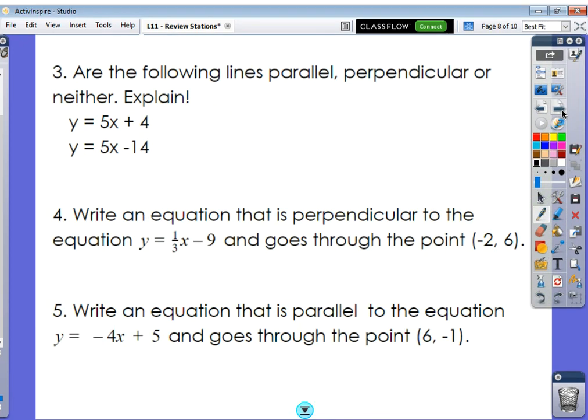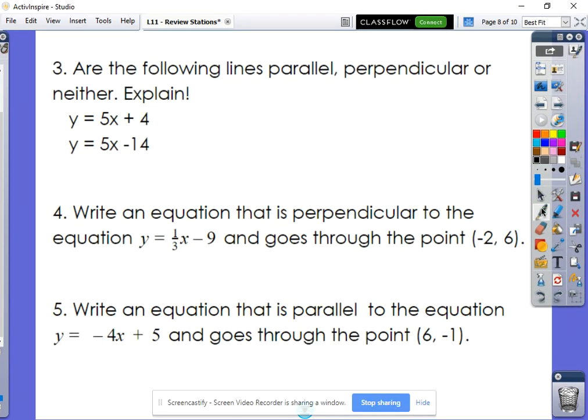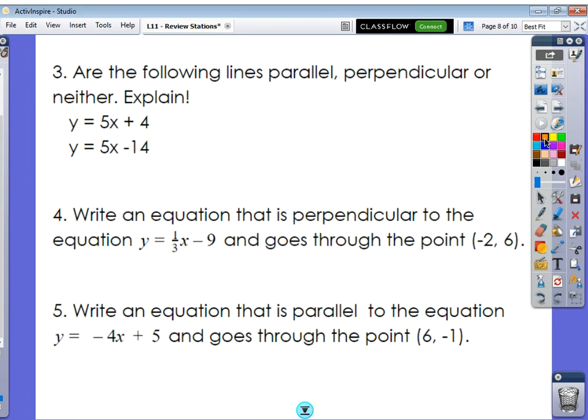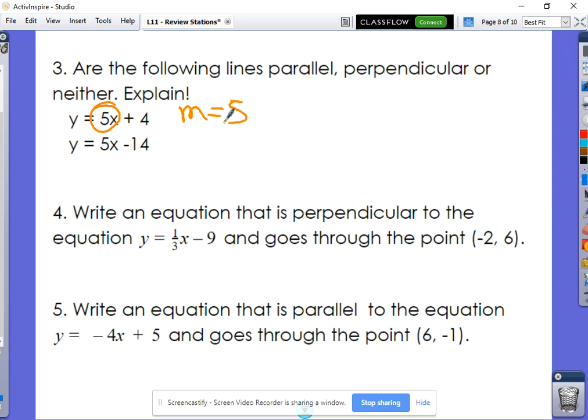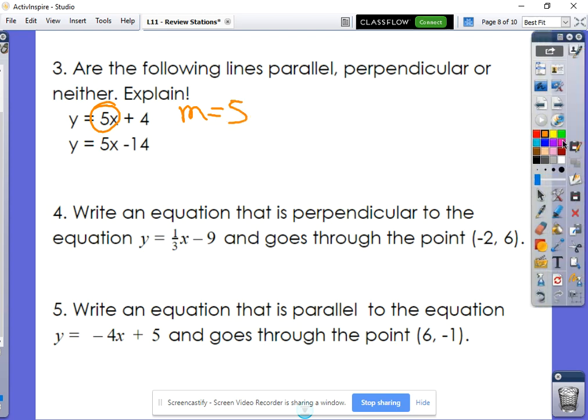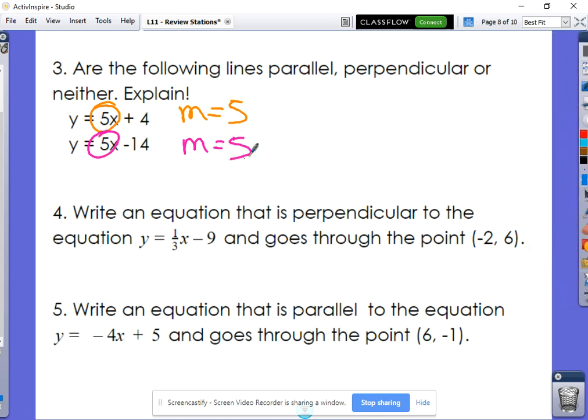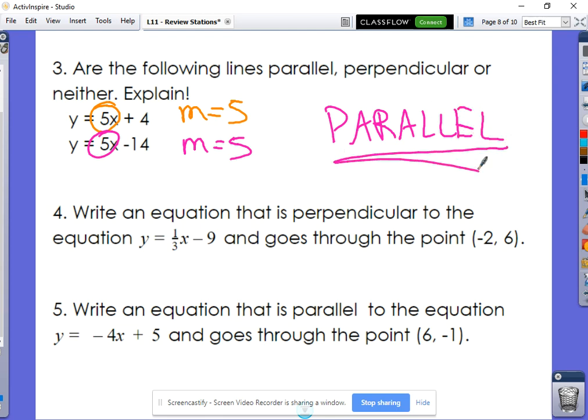Next one. Number 3, parallel, perpendicular. These right here, tell your neighbor. Slope here is 5. Slope of the second one is 5. So our conclusion is parallel. Paralelo. That's how you say it in Spanish, in case you cared.